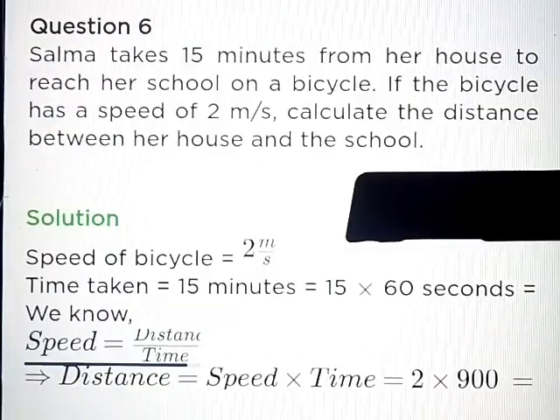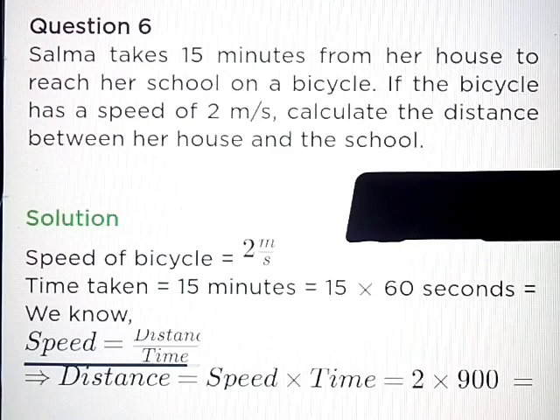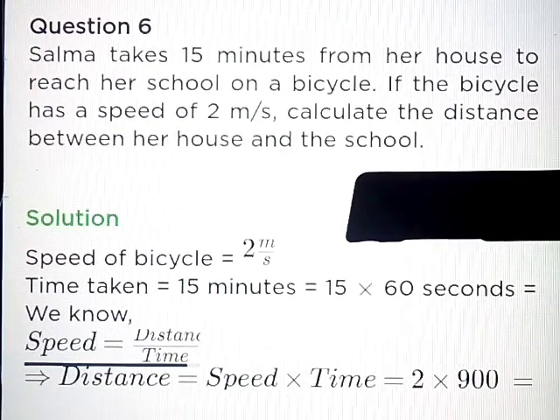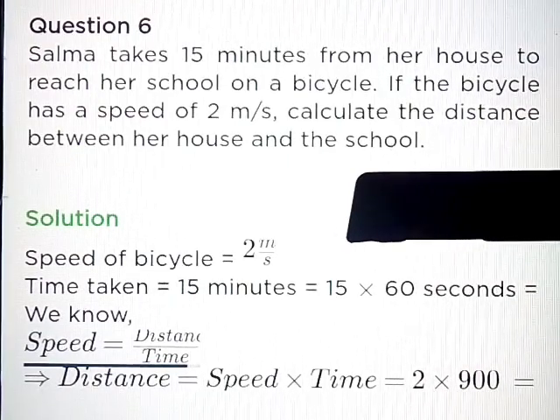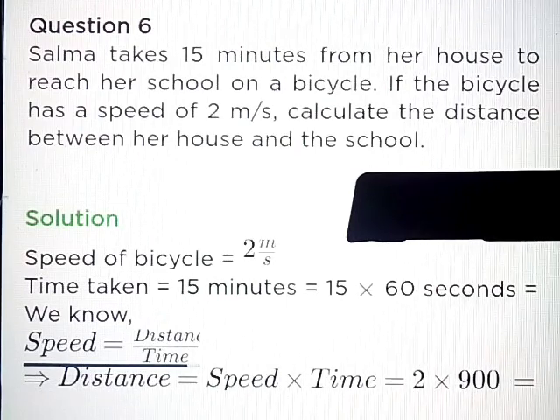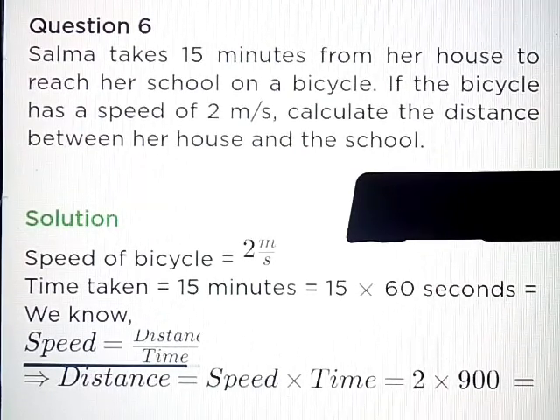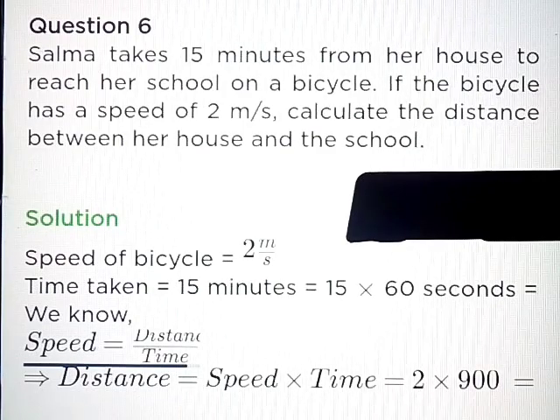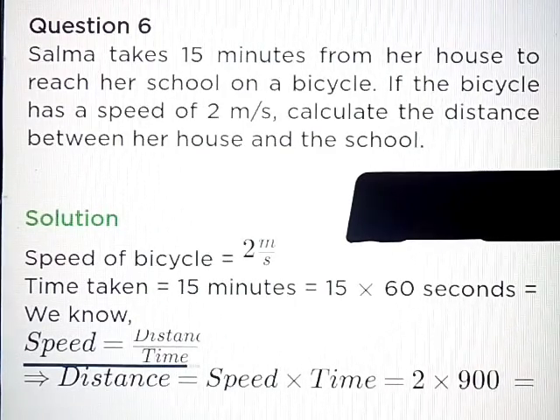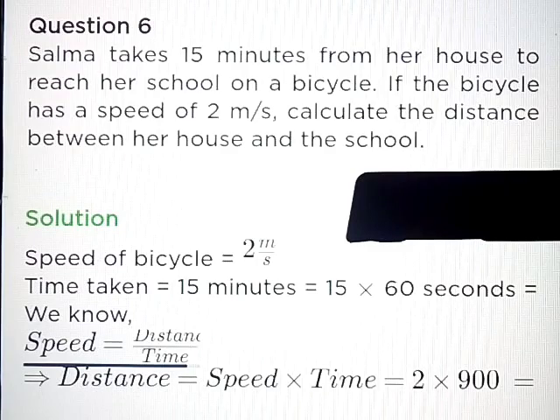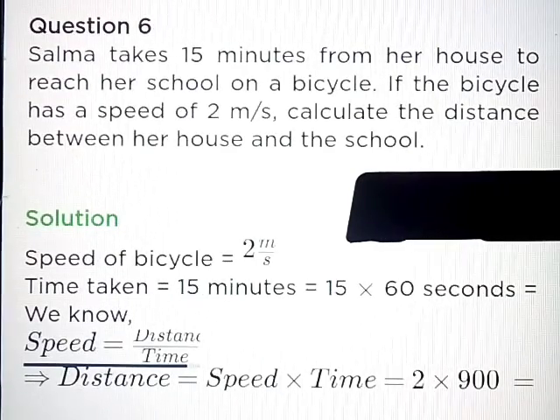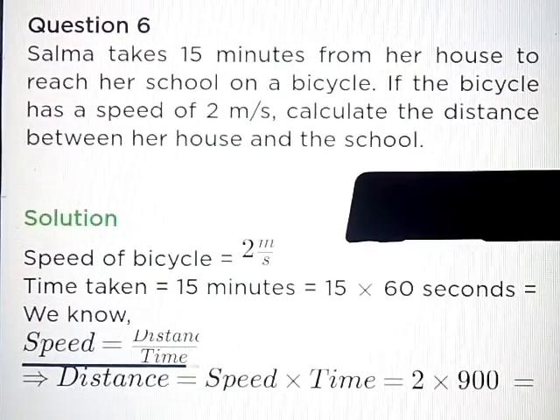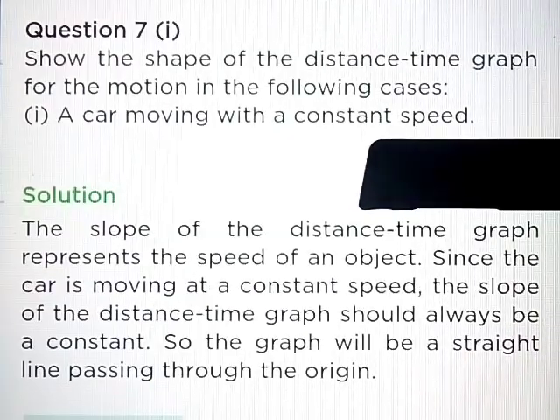Question number 6. Salma takes 15 minutes from her house to reach her school on a bicycle. If the bicycle has a speed of 2 meters per second, calculate the distance between her house and the school. Answer: speed of the bicycle 2 meters per second. Time taken is equal to 15 minutes into 60 seconds. Answer: 1.8 km.